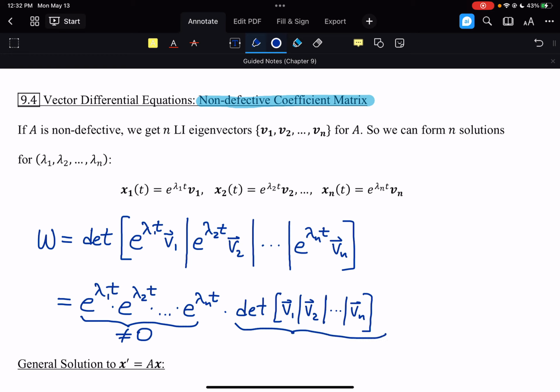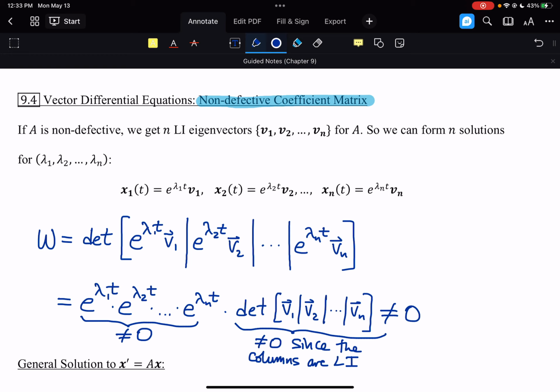And this determinant with these vectors v1 through vn, this will also be non-zero since the columns are LI. All right, and that's what we assumed right here, that it's n LI eigenvectors. So we have a non-zero expression times a non-zero expression, so that whole thing will be non-zero.